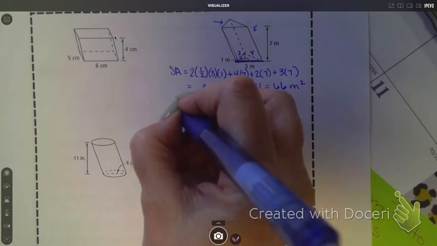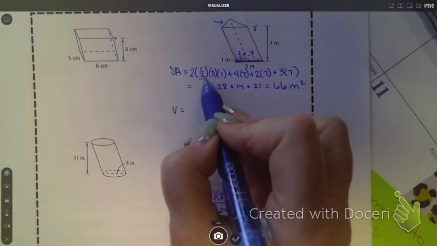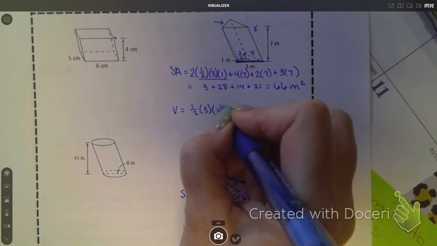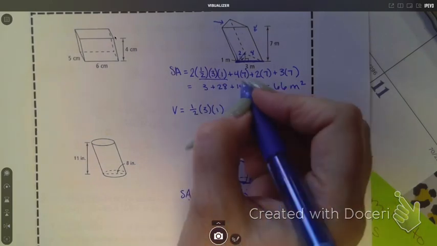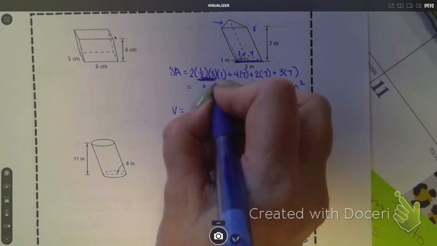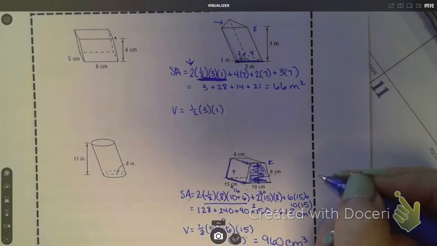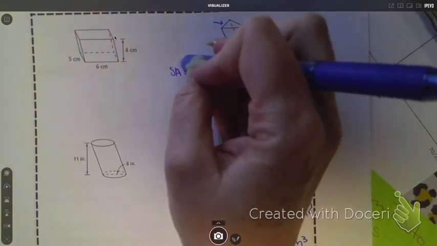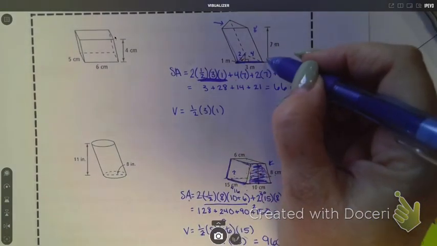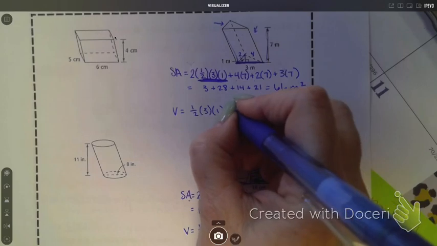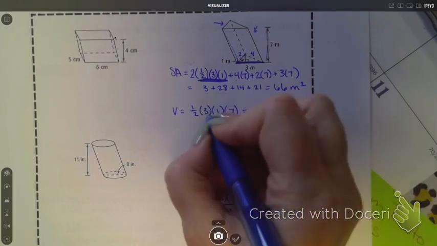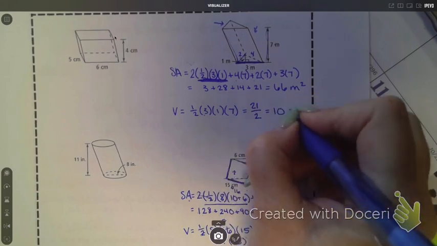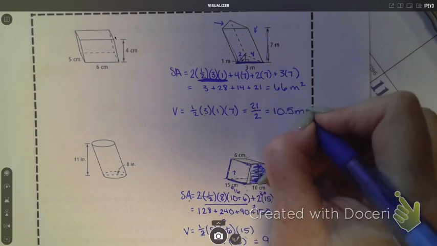And then volume, again, area of the base, which is that 1/2 times 3 times 1. Now, in the past, people get confused because I say it's right here. Guess what they bring down also? The 2. Why don't I bring down the 2? Because I'm not adding up areas. So the area of the base times the height, and the height is 7. So that is 21 over 2, which would be 10.5 meters cubed.